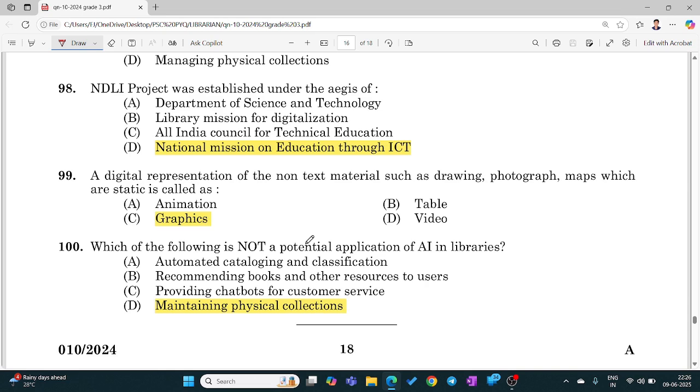Which of the following is not a potential application of AI in libraries? Maintaining physical collections. The others, that is, automated cataloging and classification, recommending books and other resources to users, and providing chatbots for customer service, are all potential applications of AI in libraries.